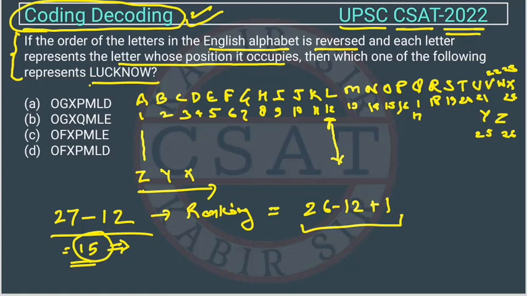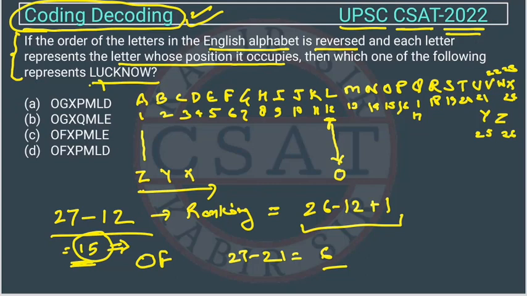So what is the letter at position 15? Position 15 is occupied by O. So when we reverse it in this way, the O will come here, right? So either you can write it down, or whatever way you feel easy, you do it. Then similarly we will find out about U. U is at position 21. So 27 minus 21 is equal to 6, right? So at position 6 we have F, right?